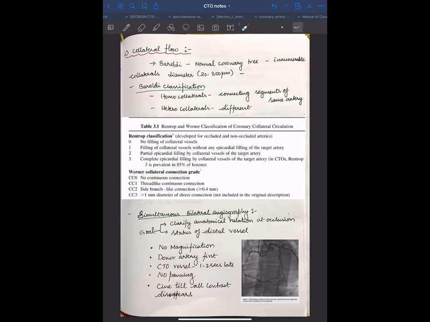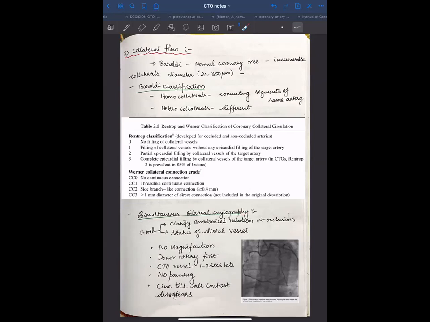So 0 stands for no connection, CC 1 stands for a thread-like connection, CC 2 is a side branch-like connection which is more than 0.4 mm, and CC 3 is a direct connection of more than 1 mm diameter. This makes a significant difference in terms of the success of actually accessing these. They say that CC2 and CC3 are the vessels where you will be able to attempt a retrograde, and we cannot attempt it in CC0, 1, or in some cases of CC2 also, if it is tortuous. We will see that.